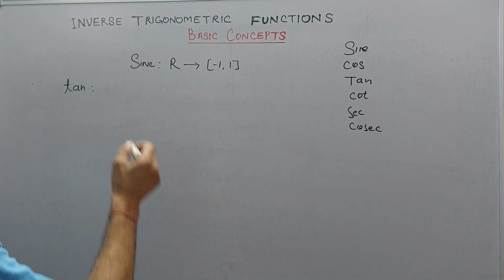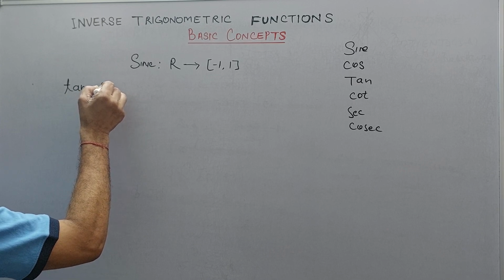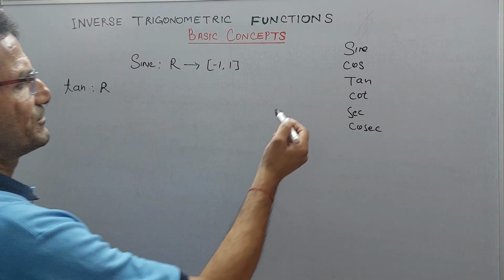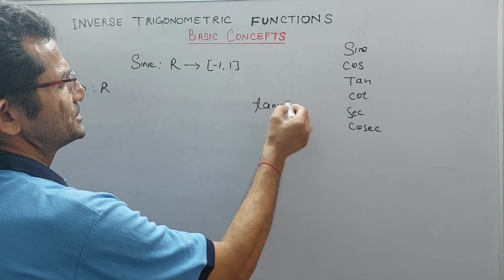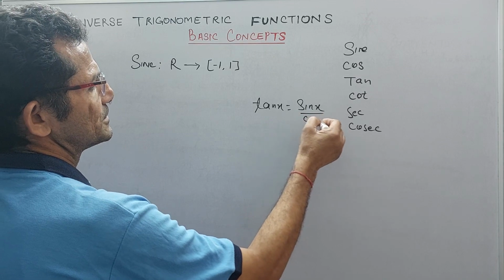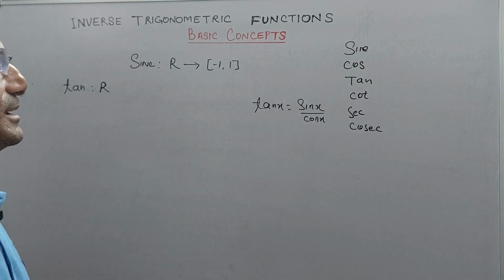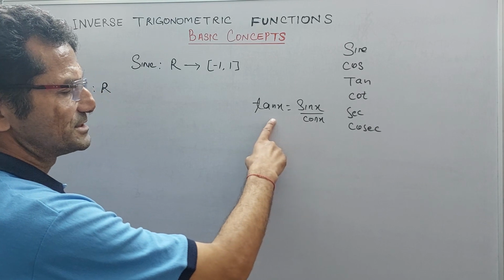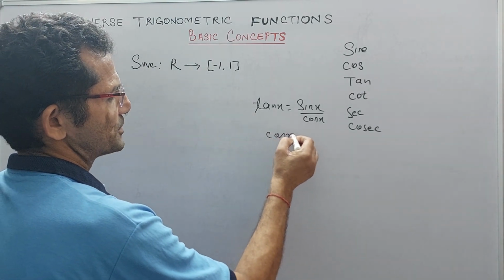Its domain is from the set of real numbers. Sine function is not defined for some particular values. We know that tan x is sine x upon cos x. If cos x becomes 0 for some values in the set of real numbers, tan x is not defined. Not defined means tan x has infinite values. So cos x will be 0.